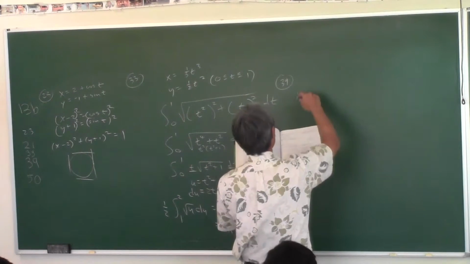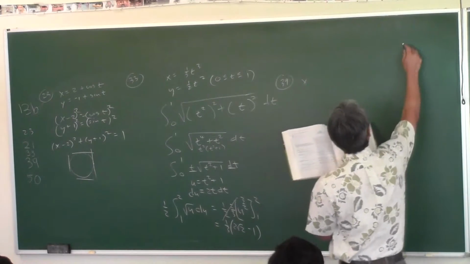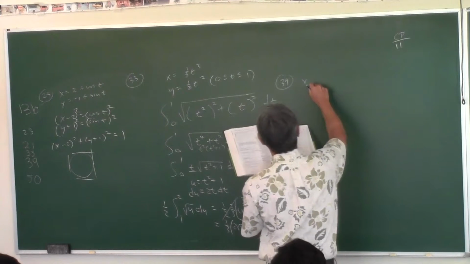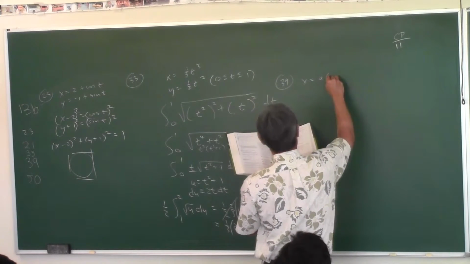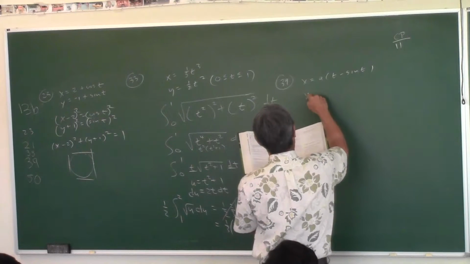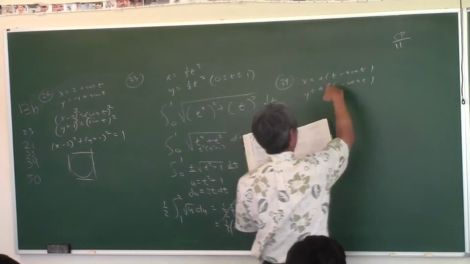This is the cycloid! These are the equations of the cycloid right here. The one example I did last time was when a is equal to 1.